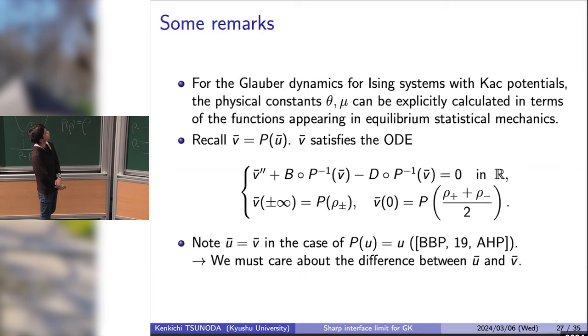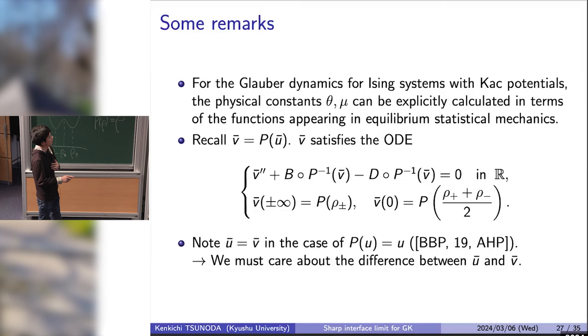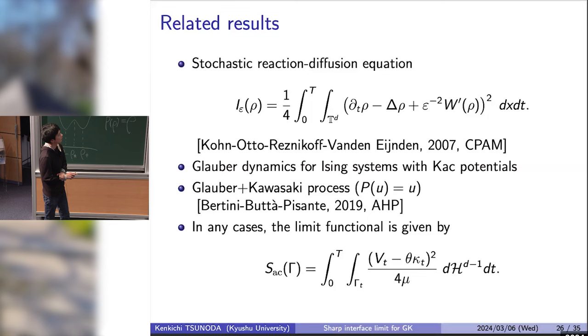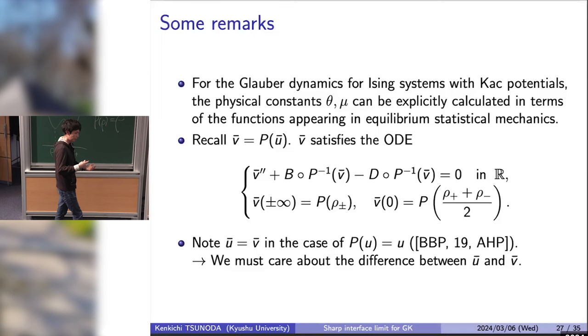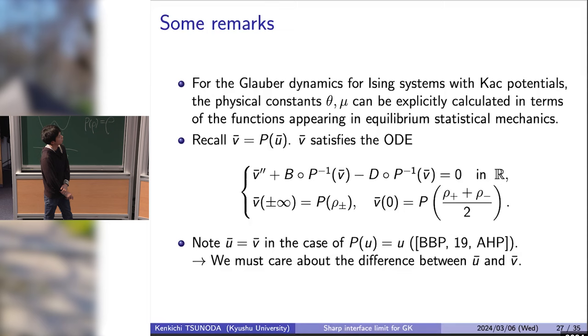And this slide remarks some difference between our model and the previous work. So the first one is that in the case of the Glauber dynamics with cut potentials, the limiting constants can be described in terms of the equilibrium statistical mechanics. But it cannot be done for our model. So it's a big problem.